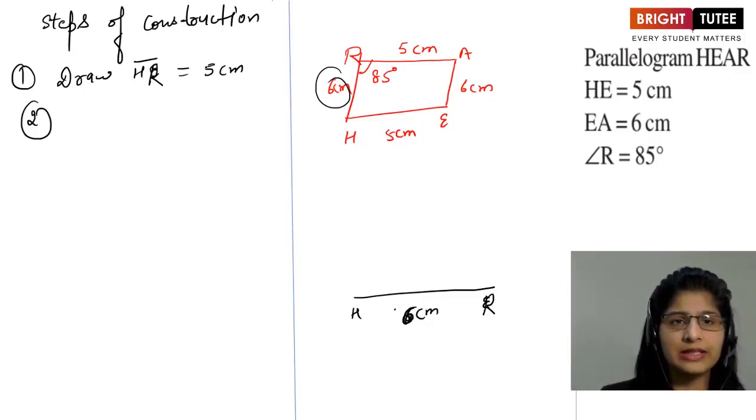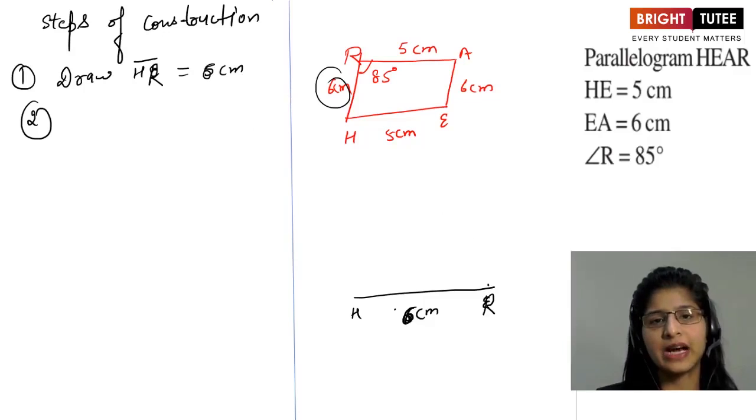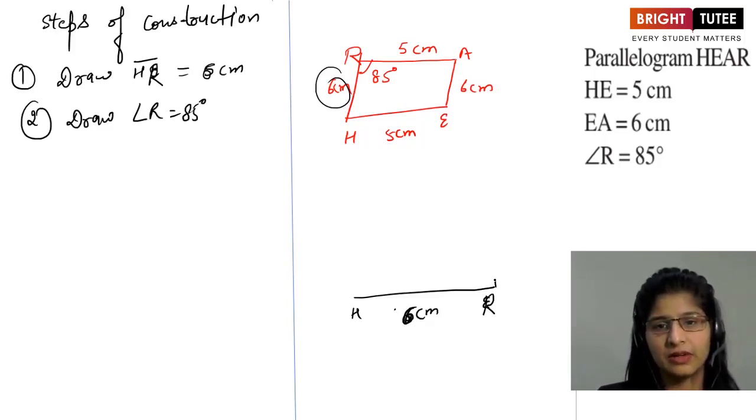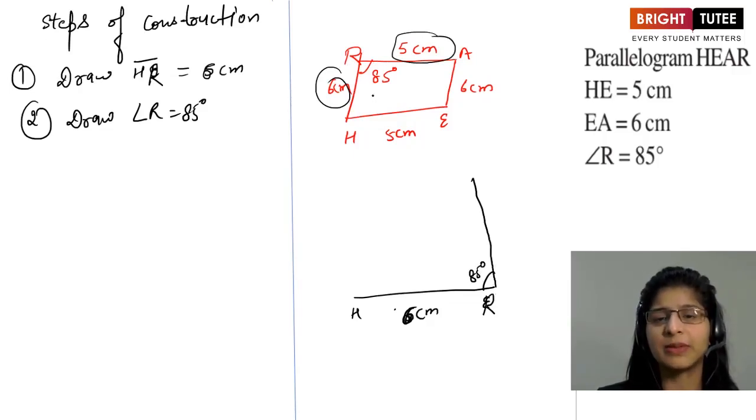So after drawing the line segment of 6 centimeter, we know at R we have to draw an angle of 85 degrees. So draw angle R as 85 degrees. So if you draw 85 degrees, it will be somewhat like this. Okay, suppose this is 85 degrees angle. And from R we have RA. You see, HR we have already drawn, we have RA, and what is the measurement? 5 centimeter. So from point R, by taking R as the center, we will make an arc of 5 centimeter, and that will cut this ray at the point A.